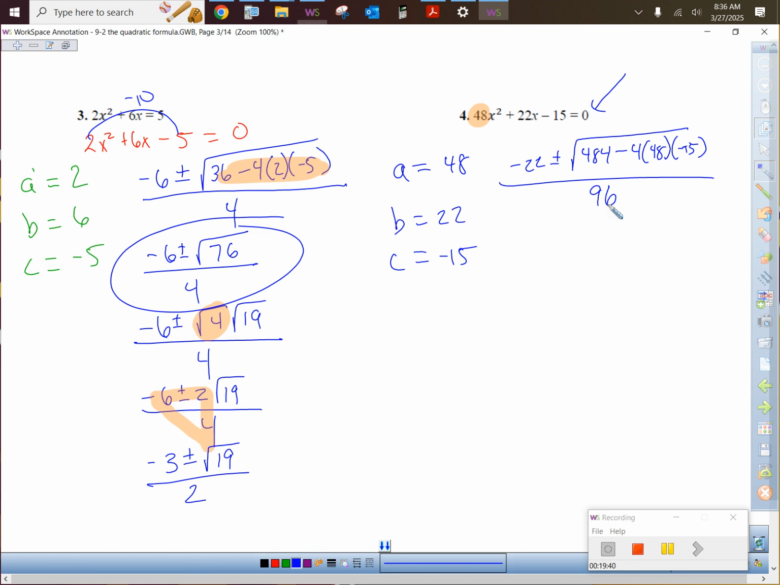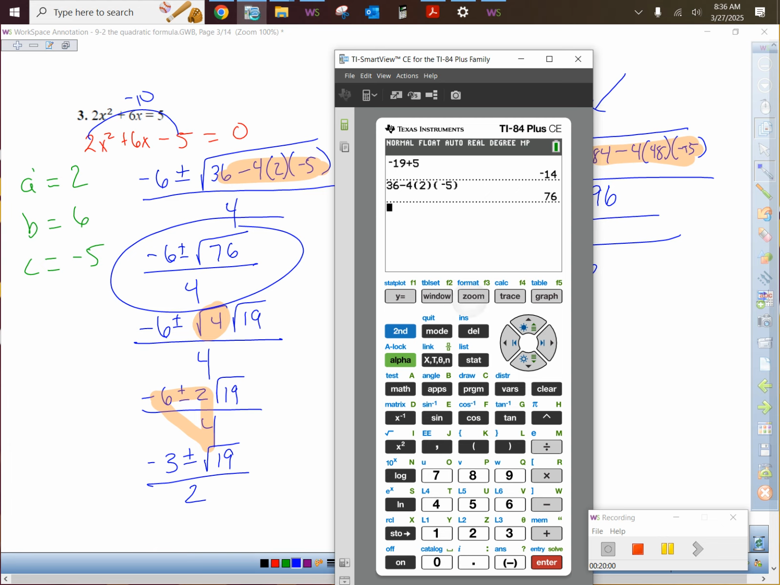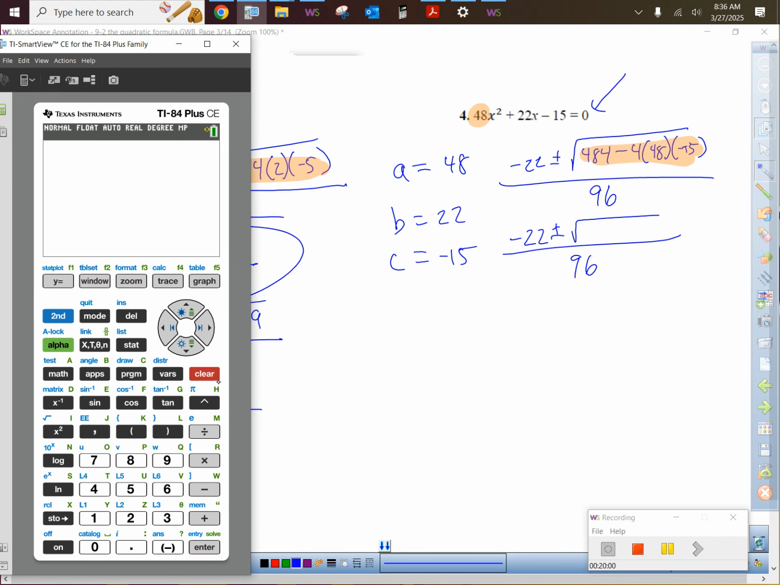Find the discriminant. That's this number underneath here. So negative 22 plus or minus the square root of something over 96. So we'll punch in 484 minus 4 times 48 times negative 15, right? Did we get a big boy, right?